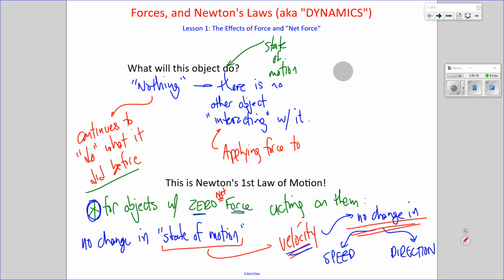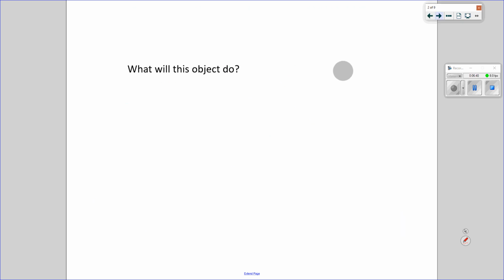Okay? Okay. Now, so what will this object do? This object is in a regular old universe, I suppose. And how about we just call it all our universe? This object experiences a single force. Or how about this? This is the sum of all the different forces acting on an object.